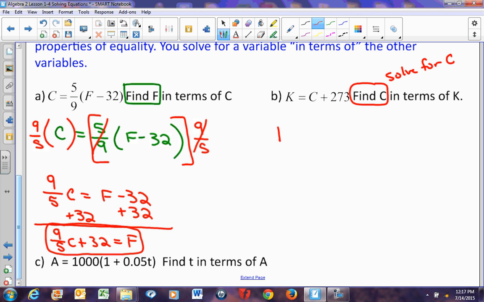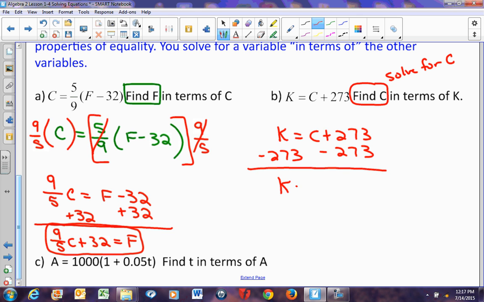Okay, so if I have K equals C plus 273, this is a very simple equation. Subtract 273. These are not like terms, so we can't combine them in any way, shape, or form. So K minus 273 equals C. I have solved. I found C in terms of K.